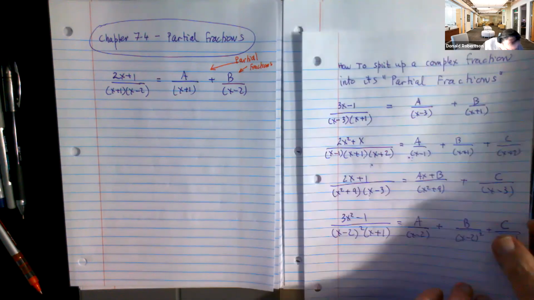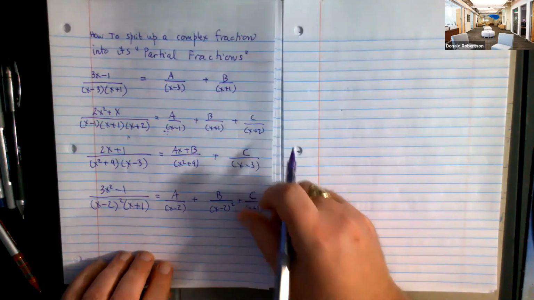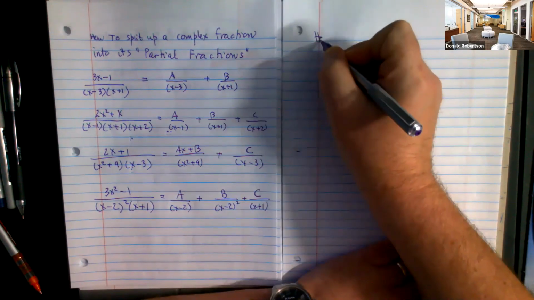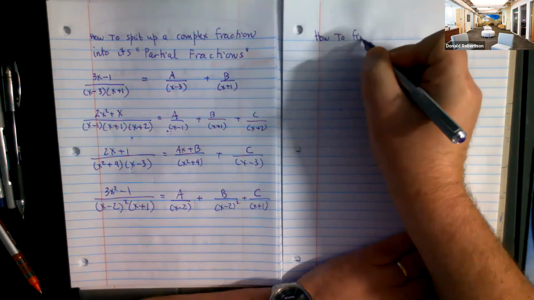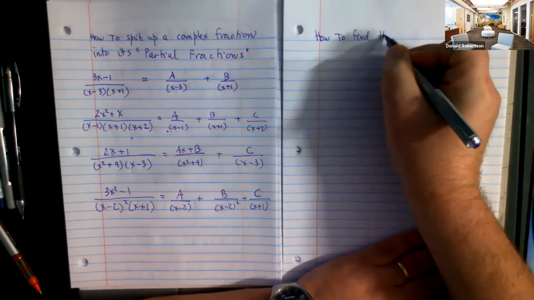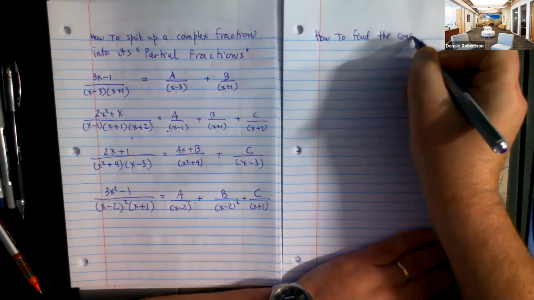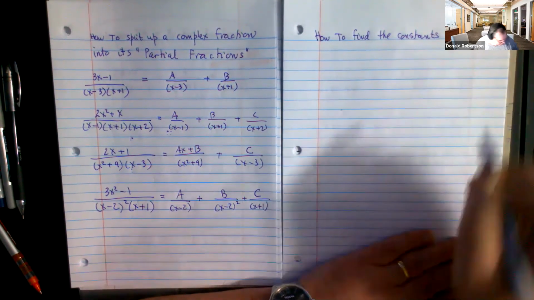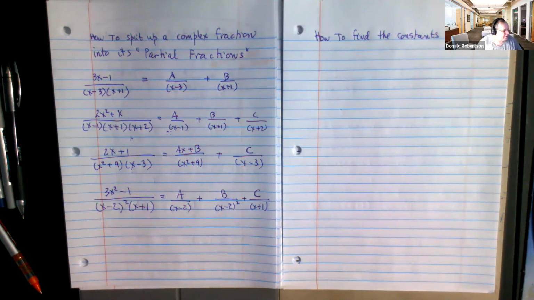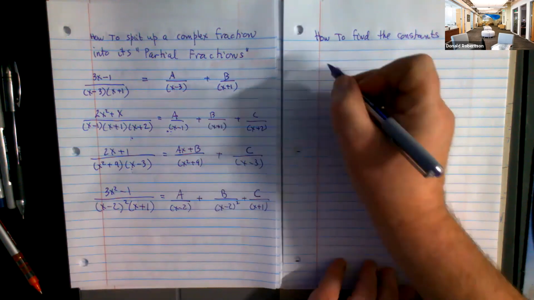And that leads us to how to find the constants. Right, the A's, the B's, the C's, etc. How do you find them? Well, it's not one technique, it's two. Normally you don't do two techniques, but there's a reason why there's two techniques here. The first technique is called the cover-up method.